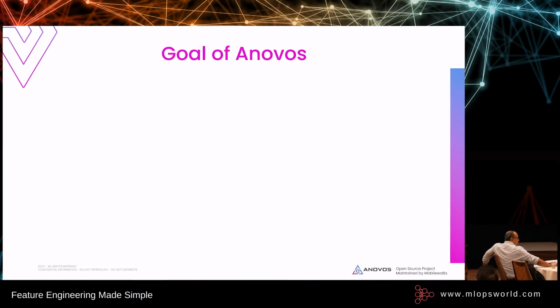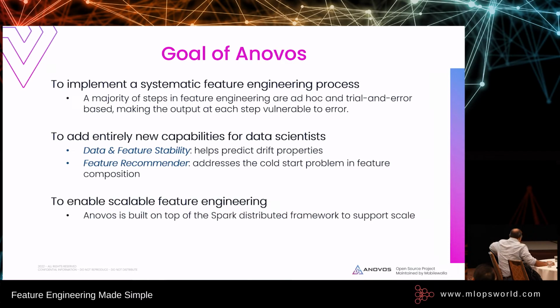So this is, I already explained this to you, Varun, so you can skip that. Basically what we'll be doing is showing you Anovos. Anovos is, as I told you, an open source library that enables scalable feature engineering. Based on the framing that we had before, Anovos was created with 3 goals, right? The first goal was to proceduralize feature engineering. Majority of the steps are super ad hoc, trial and error, and very vulnerable to mistakes. So we wanted to proceduralize and reduce that.